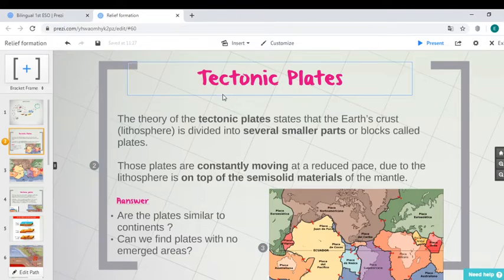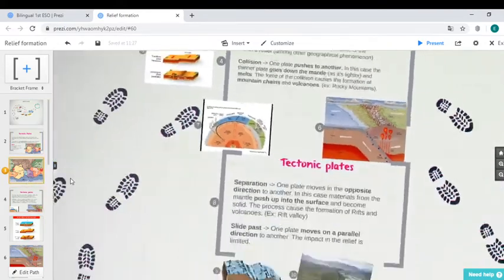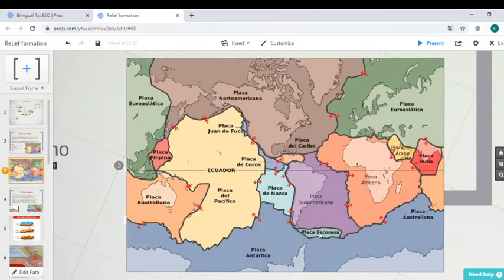Can we find plates with no emerged areas? Sure. Well, sure, more or less. For example, the Pacific plate, as it was shown here, has only a few islands, including Hawaii, for example, but the majority of the territory is completely submerged underwater.